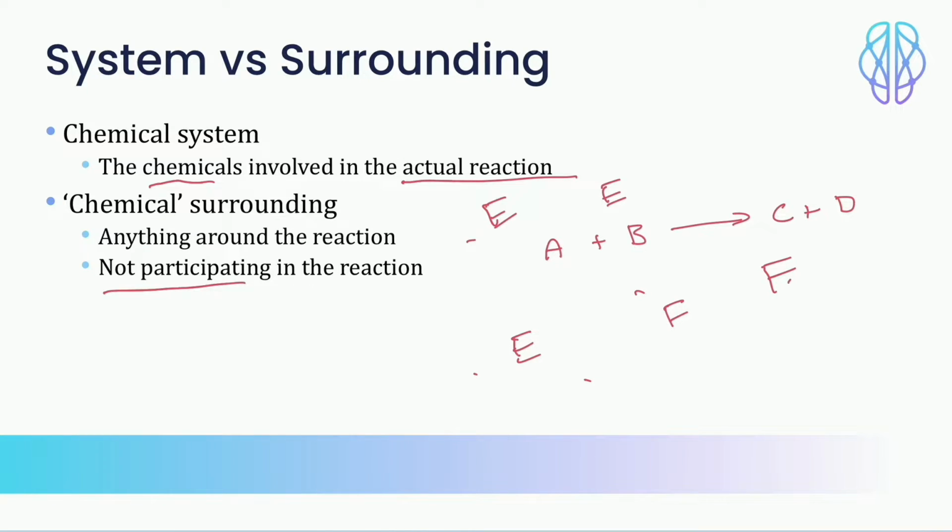So we have a chemical system, A plus B to C plus D. Now, instances where we might see this are reactions in the atmosphere. Take, for example, ozone reactions. We have a lot of nitrogen gas within the atmosphere, and they may not partake in a lot of ozone reactions. So our ozone reactions and the chemicals involved in that would be our chemical system, whereas nitrogen, for example, may be part of the chemical surrounding.